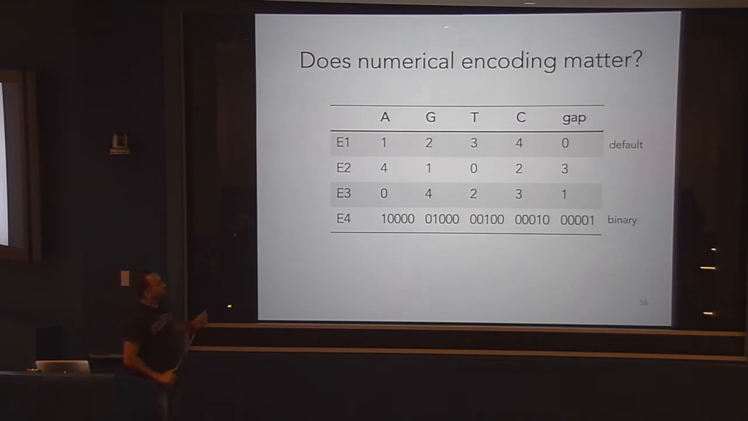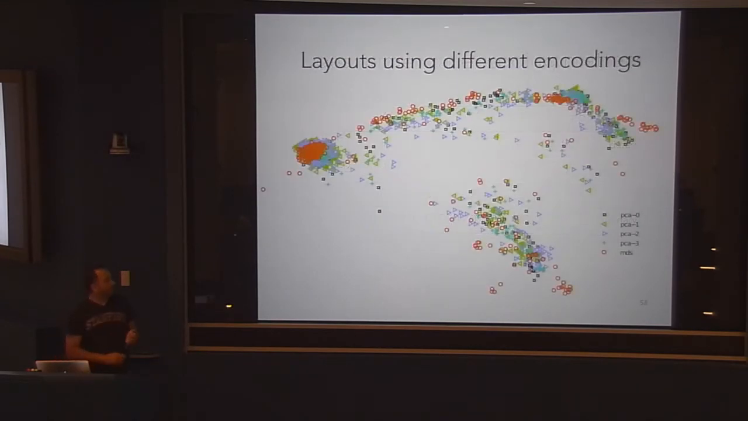So what we did was we ran an experiment where we used our default encoding along with its permutations. And one observation we made is that one problem maybe, because when you give 4 to G, which has a different weight than 0 to A, maybe we can use binary encoding to have equal weights for each base. So using different numeric encodings, we computed PCAs. And visually, actually, there is no difference.